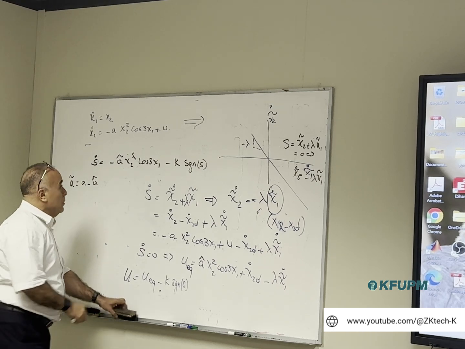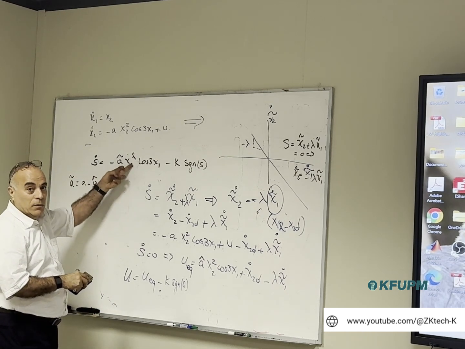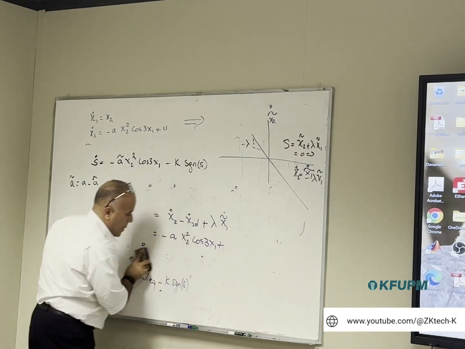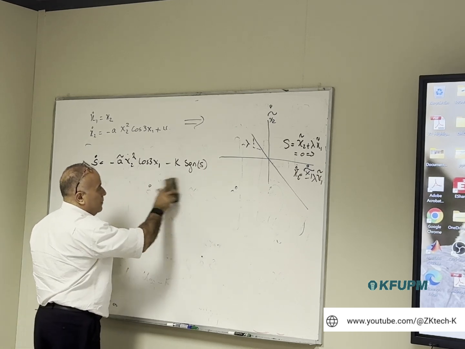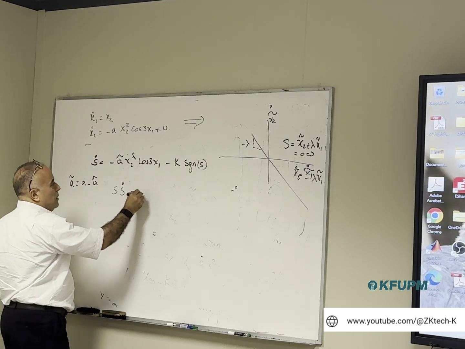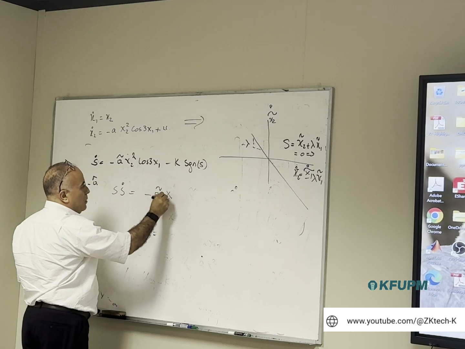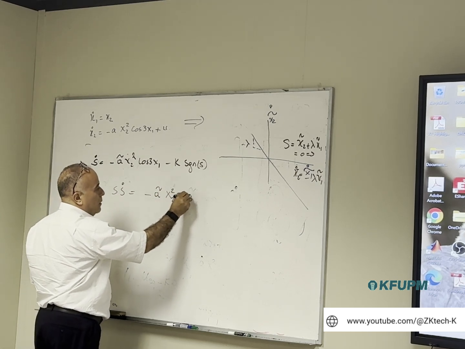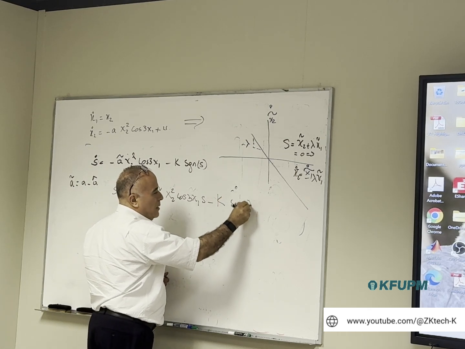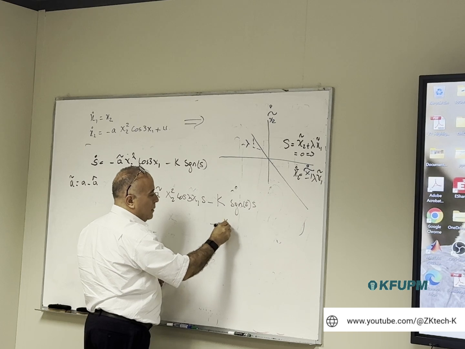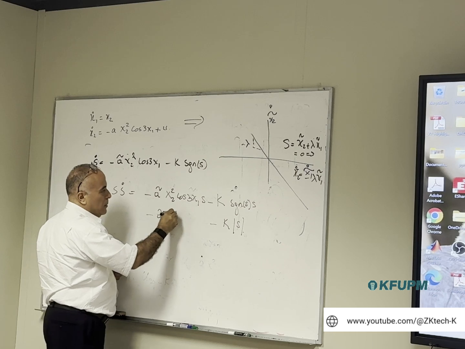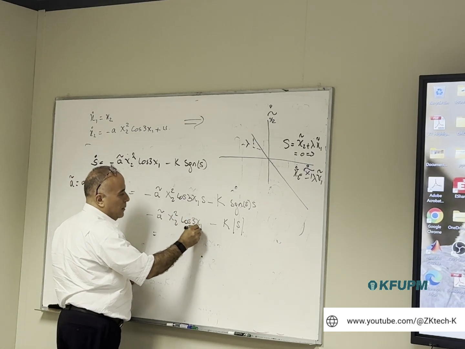So both of them are the same equation, same line. Multiply by S, so this is S prime, by replacing in my controller. S prime multiplied by S will be minus A tilde x2 squared cosine of 3x1 times S minus k sine of S times S, and sine of S times S is the absolute value of S. So this one is minus A tilde x2 squared cosine of 3x1 multiplied by S.